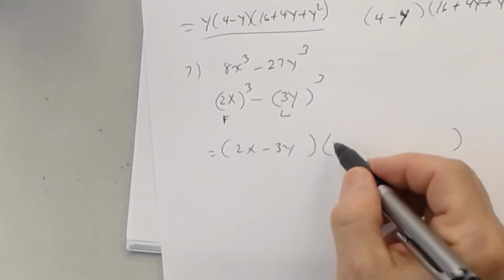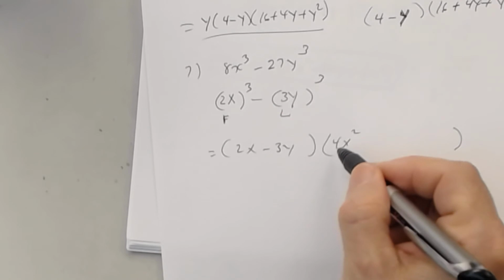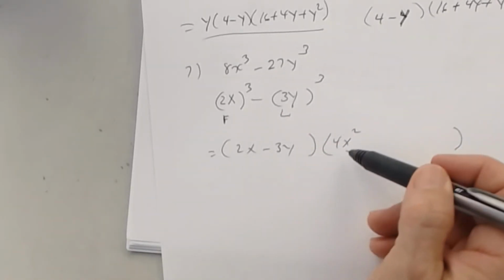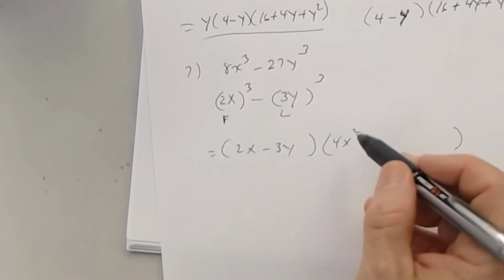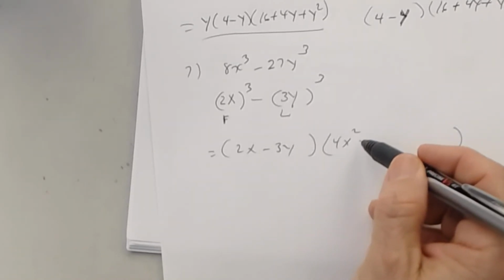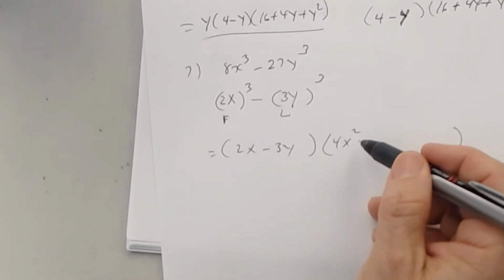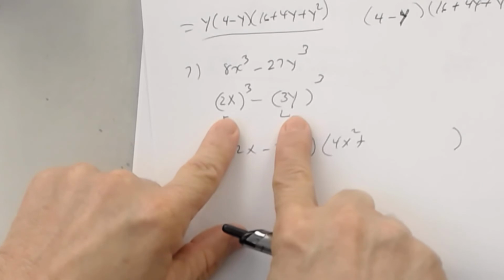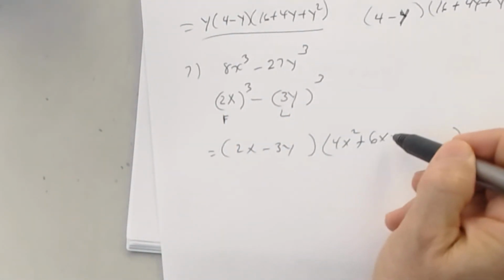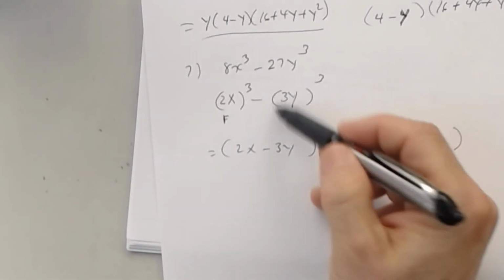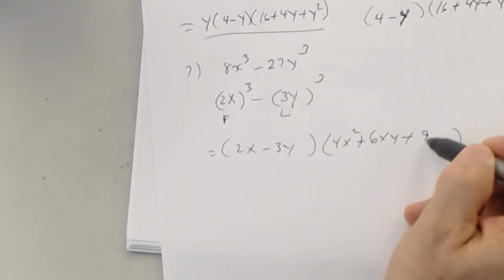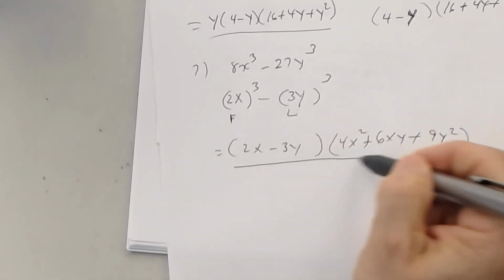And now your trinomial. What? 4x what? Squared. Now remember, you got 4x squared by saying F times itself. So 2x times 2x is 4x squared. Now, is the middle sign going to be plus or minus? Plus. And then F times L. So what's F times L? 6xy, good. And then plus L squared, 9y squared. All right. And so that's your answer.